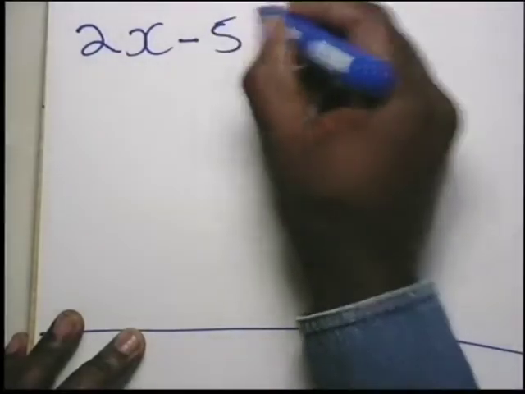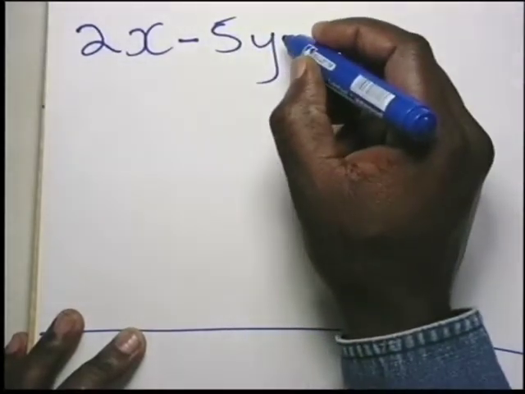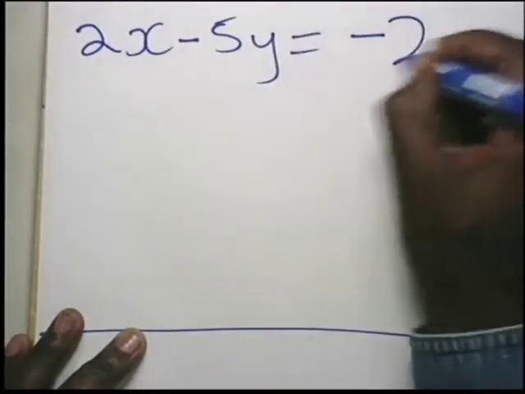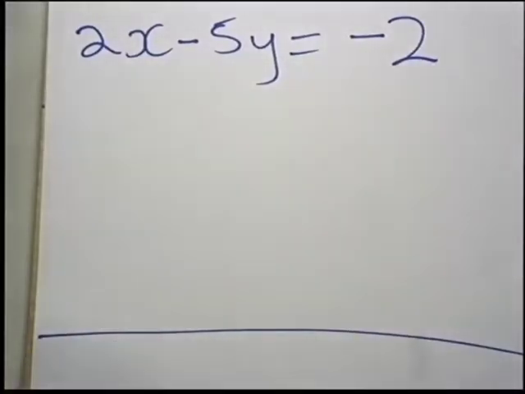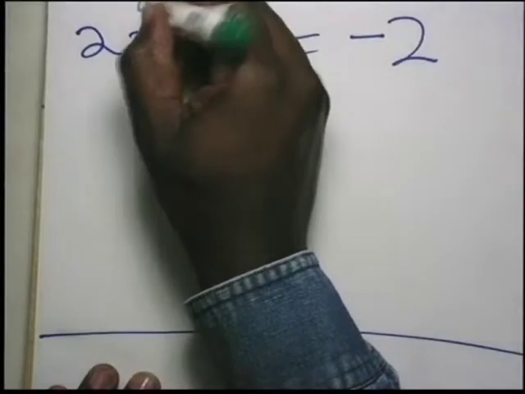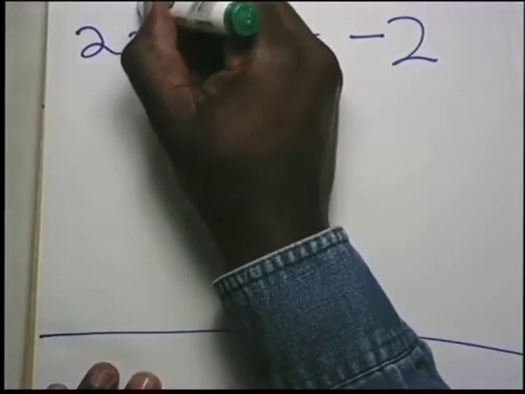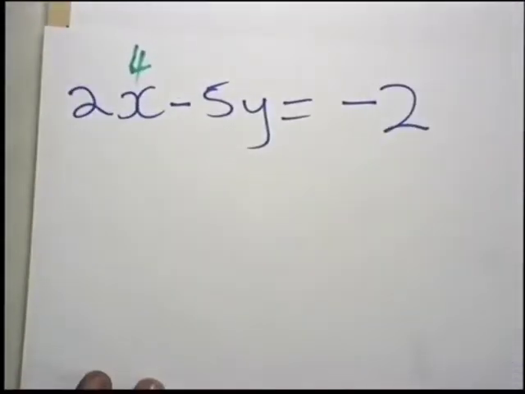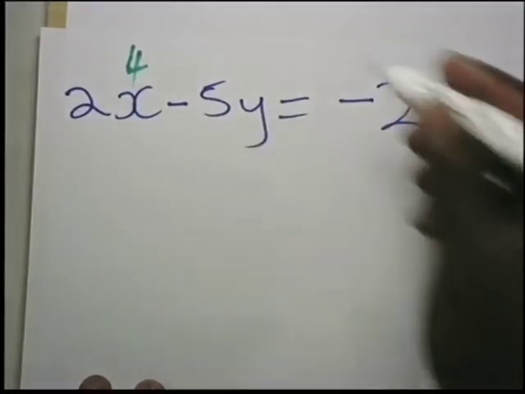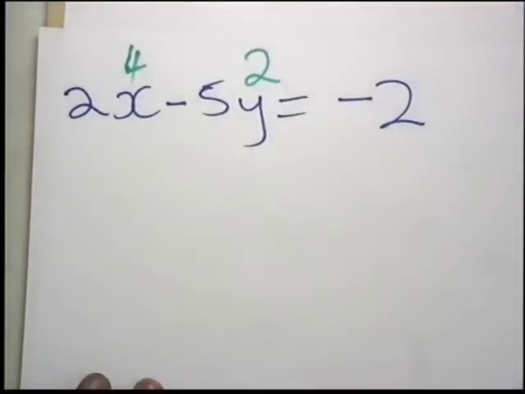2x minus 5y is equal to minus 2. Now, we know wherever there is an x, it's supposed to be a 4. So here we shall put a 4 there. Let me make it a bit bigger. And where there is a y, it's going to be a 2.